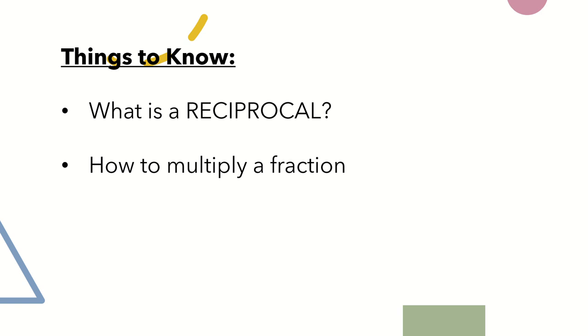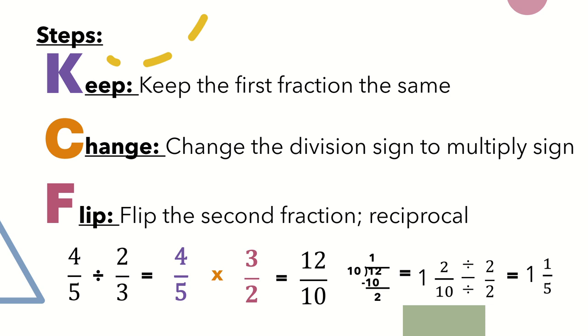How to multiply fractions, which we talked about in an earlier video. Let's quickly review the steps. Keep, change, flip, or reciprocal, and we'll talk about each step. Keep the first fraction the same, change the division sign to a multiply sign, and flip the second fraction. That is also called the reciprocal, which we learned about previously. Let's look at the example below.